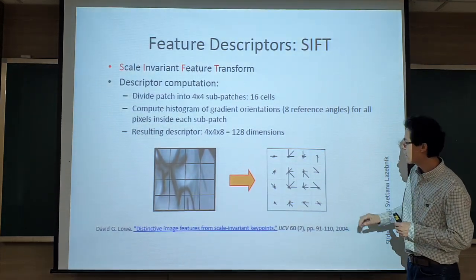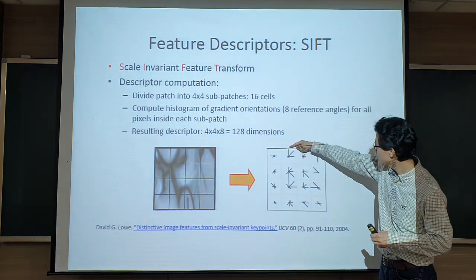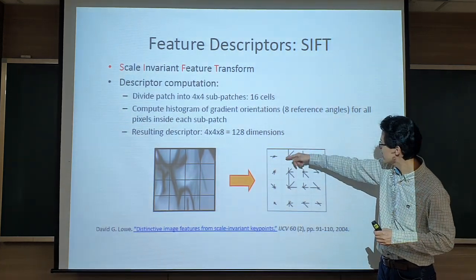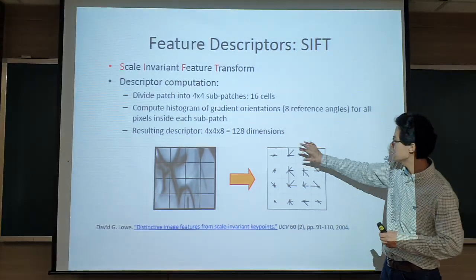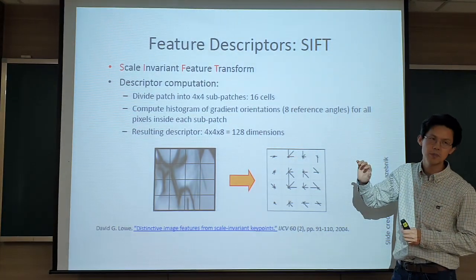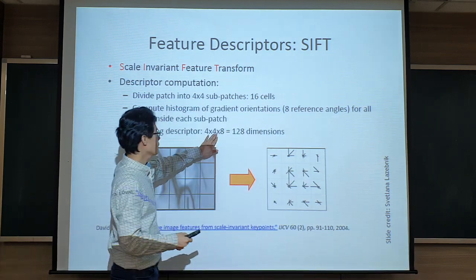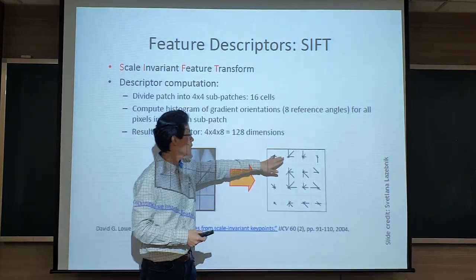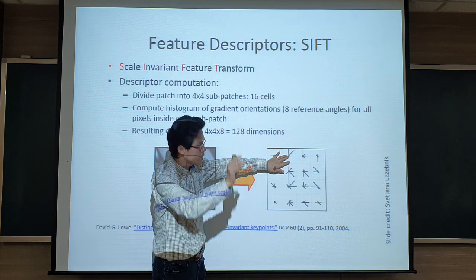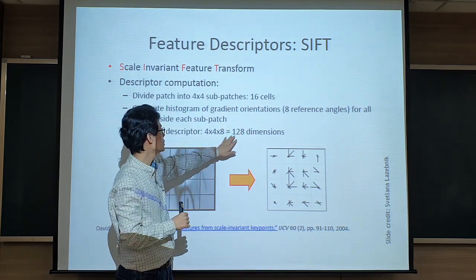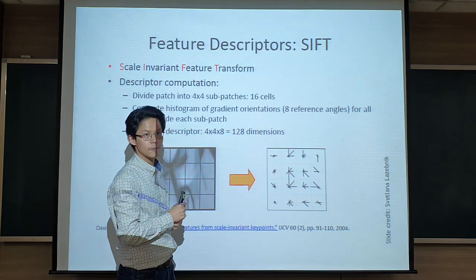You can see that there are about 8 bins: 1, 2, 3, 4, 5, 6, 7, 8. So basically, each cell has 8 bins. And overall, there are 4x4 cells. In each cell, we got the histogram of the gradient angle with 8 bins. So in total, it's a 128 dimension.